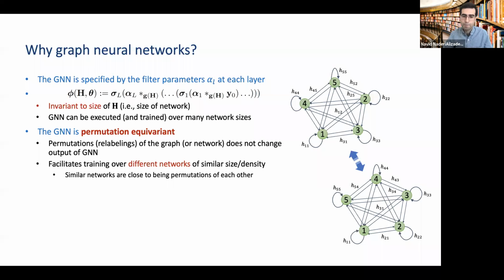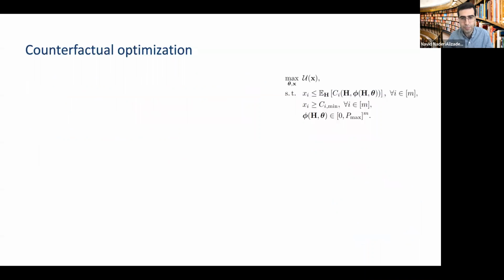So this really means that if you train on one of those networks, the knowledge of the GNN can easily be transferred to networks which are similar to that, but may be permuted versions of that graph. That really helps us scale in terms of sample complexity, especially if you have larger networks.